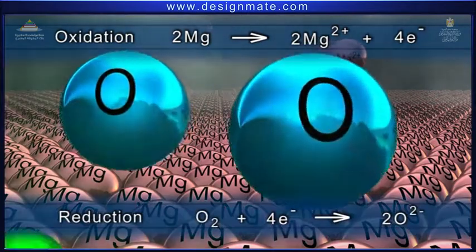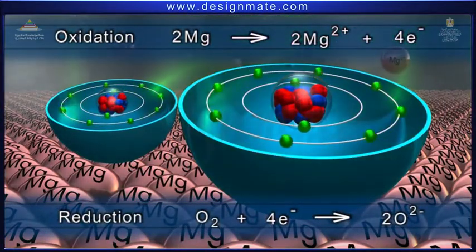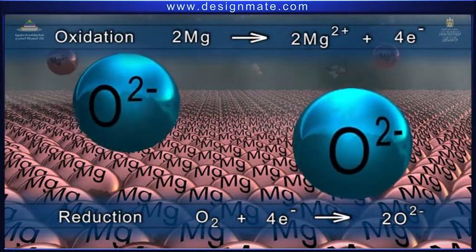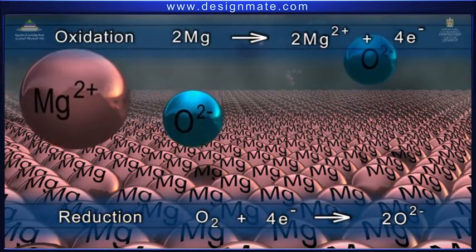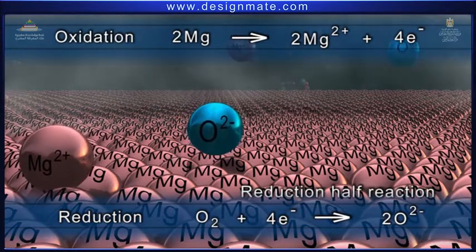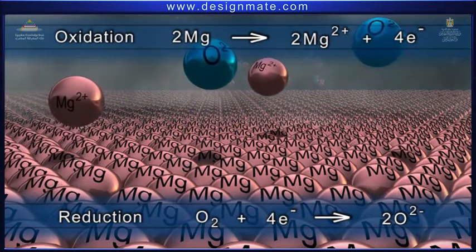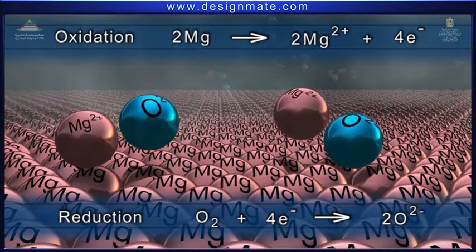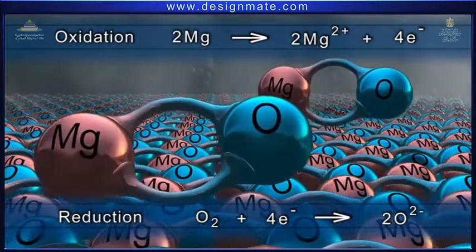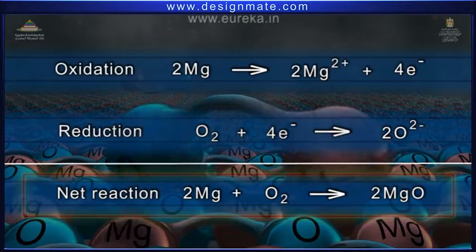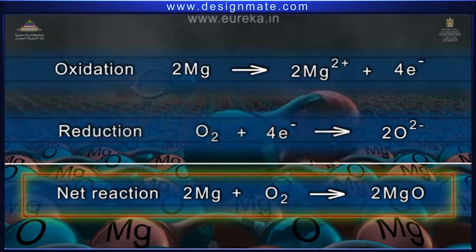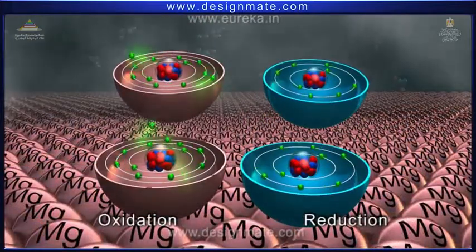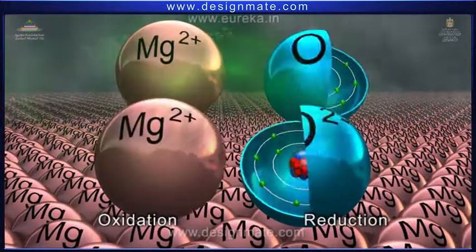On the other hand, an oxygen atom gains 2 electrons to form an oxide ion. Oxygen is said to have undergone reduction. This half reaction, which shows reduction, is called the reduction half reaction. Oppositely charged ions attract each other, forming 2 moles of magnesium oxide. The net reaction is obtained by adding the 2 half reactions: 2 Mg plus O2 gives 2 MgO. We have thus seen how oxidation and reduction take place simultaneously in a redox reaction.